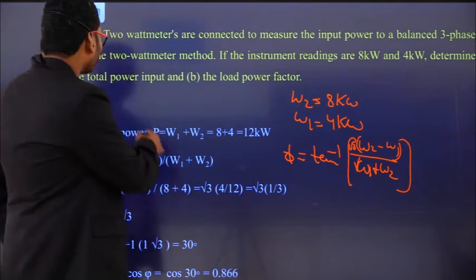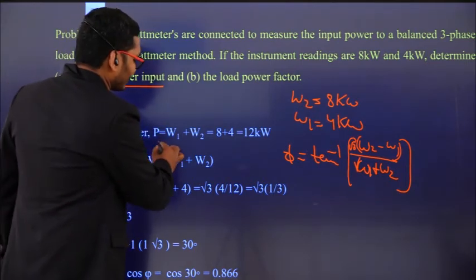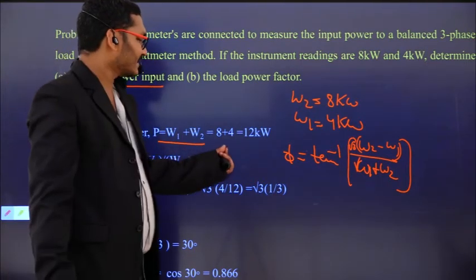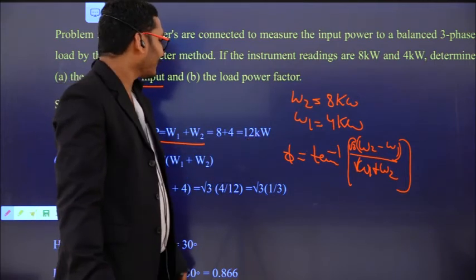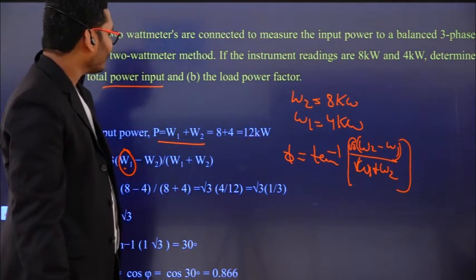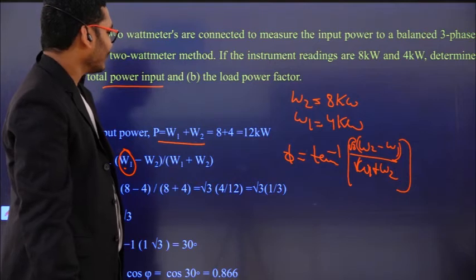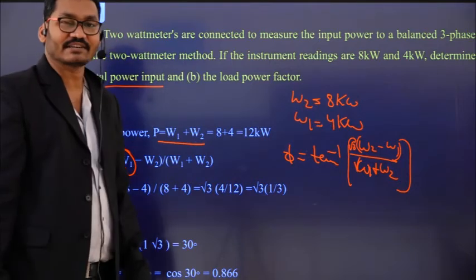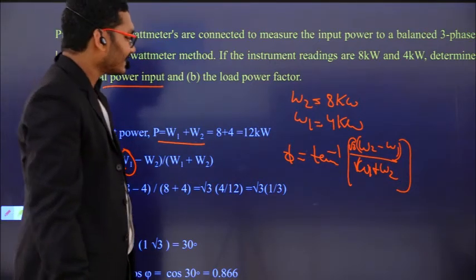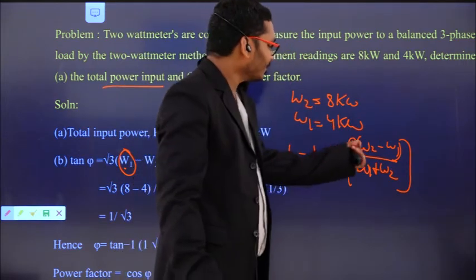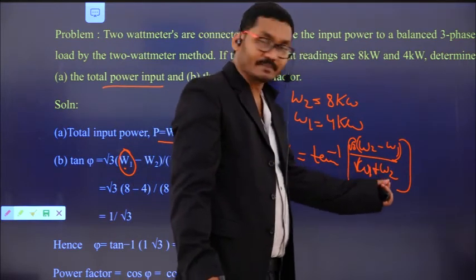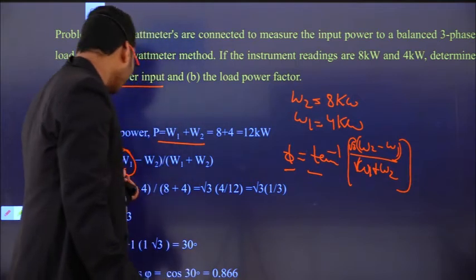The total power input means W1 plus W2, which is 8 kilowatts plus 4 kilowatts. It means 12 kilowatts. This is the power input. Next, what do we have to find out? The power factor. To find the power factor, what is required? The power factor angle. Power factor angle means phi equals tan inverse root 3 into W2 minus W1 by W1 plus W2. Just substitute here.